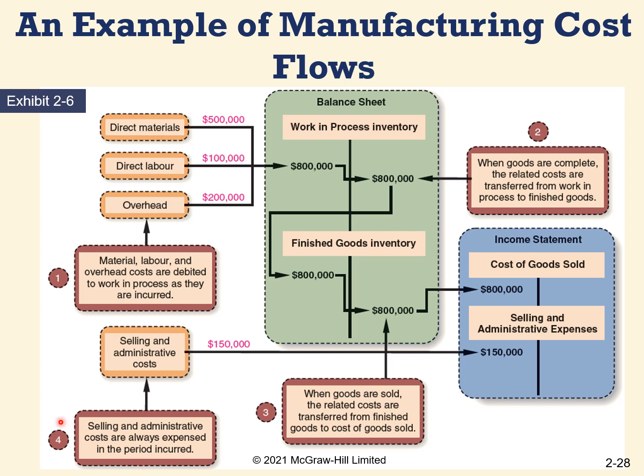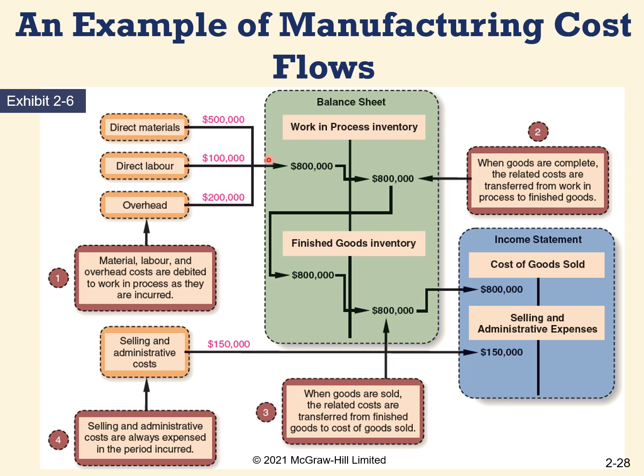So again, this is just a good summary of the flow. I know it looks a little confusing, but we'll walk through it. So number one, our materials, labor, and overhead costs are debited to work in progress as they are incurred. So as you see, we have our direct materials, our direct labor, and our overhead, all of our product costs. Together it's going to be $800,000.